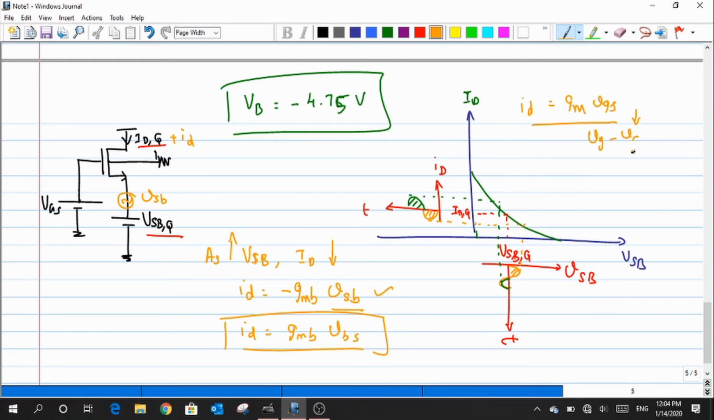The source was at the end. Even here, when I look at this, I can split this VBS as VB minus VS. The source was taken as the reference node. Is that clear? So that's the reason why it is better to follow this notation, such that it maps to the similar kind of notation for the current relation with respect to VGS. Is that clear? So we'll follow these two notations for the rest of the course.